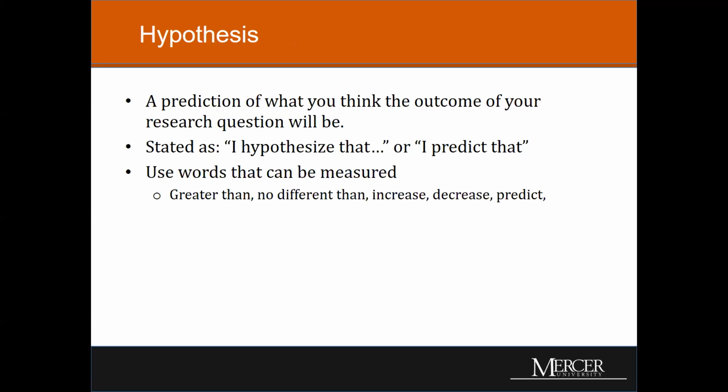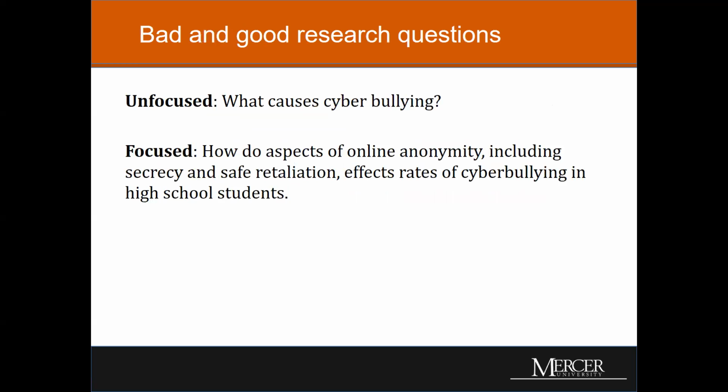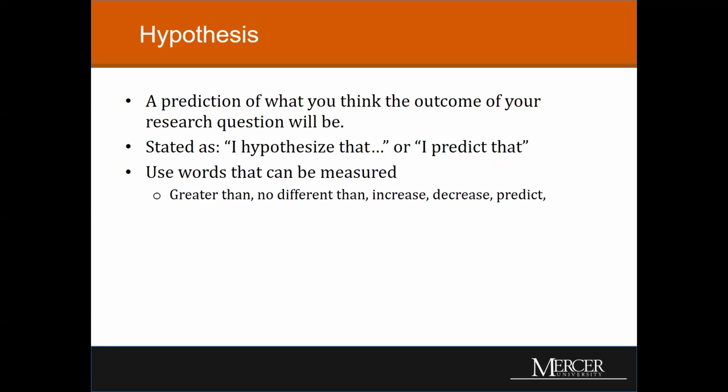And then you would want to have a specific prediction for what's going to happen. If we go back to this example, you don't want to say, I think secrecy and safe retaliation are going to affect cyberbullying. Well, how do you think they're going to affect it? In what direction do you think they're going to affect it?